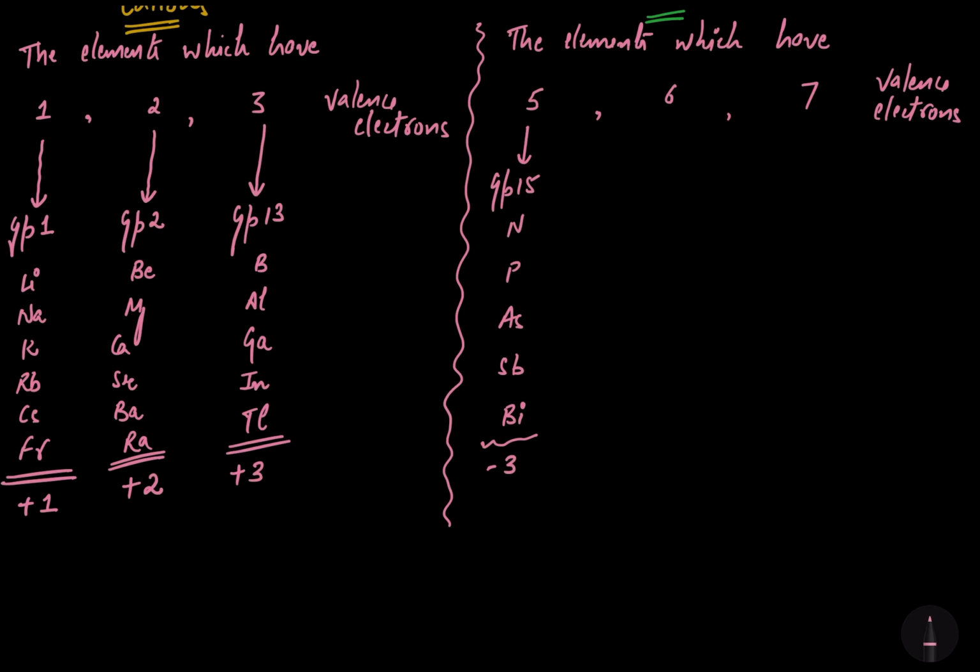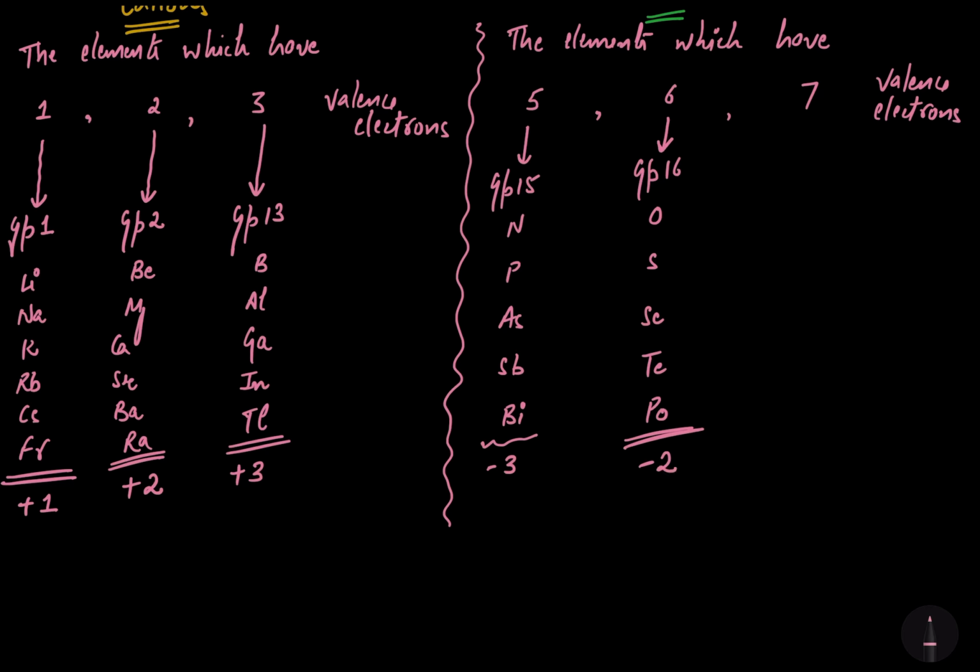Now let's talk about the elements having 6 valence electrons. The elements having 6 valence electrons belong to group number 16, that's oxygen, sulfur, selenium, tellurium, polonium. So these elements are short of 2 electrons to have 8 electrons in the valence shell. As they have 6 electrons in the valence shell, they will acquire 2 electrons to have their octet completed, so they will have the oxidation state of minus 2.